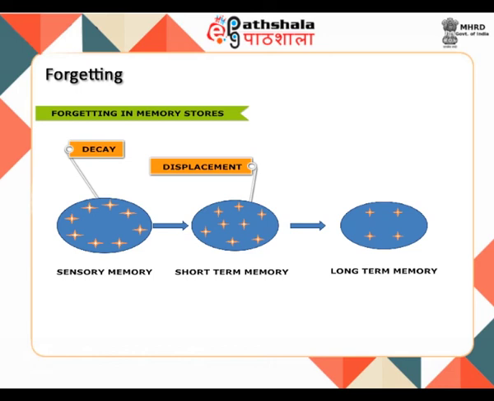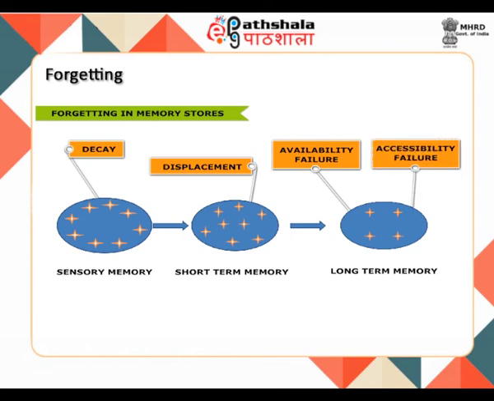In the long term memory, forgetting occurs as a problem of either availability failure, that is, information was never properly stored and therefore is not available, or accessibility failure, that is, information was properly stored but presently it cannot be accessed. Forgetting in the long term memory is the result mainly of accessibility rather than availability failure.